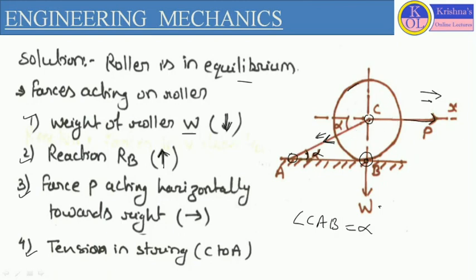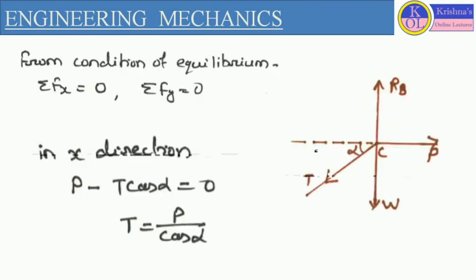So if this angle is alpha and if we are extending the line of action of force P, which is acting in positive x direction here toward right, the angle between this line of action and the string AC will also be alpha. So here we have all the terms. Now we will apply the concepts of condition of equilibrium because this roller is in equilibrium condition.